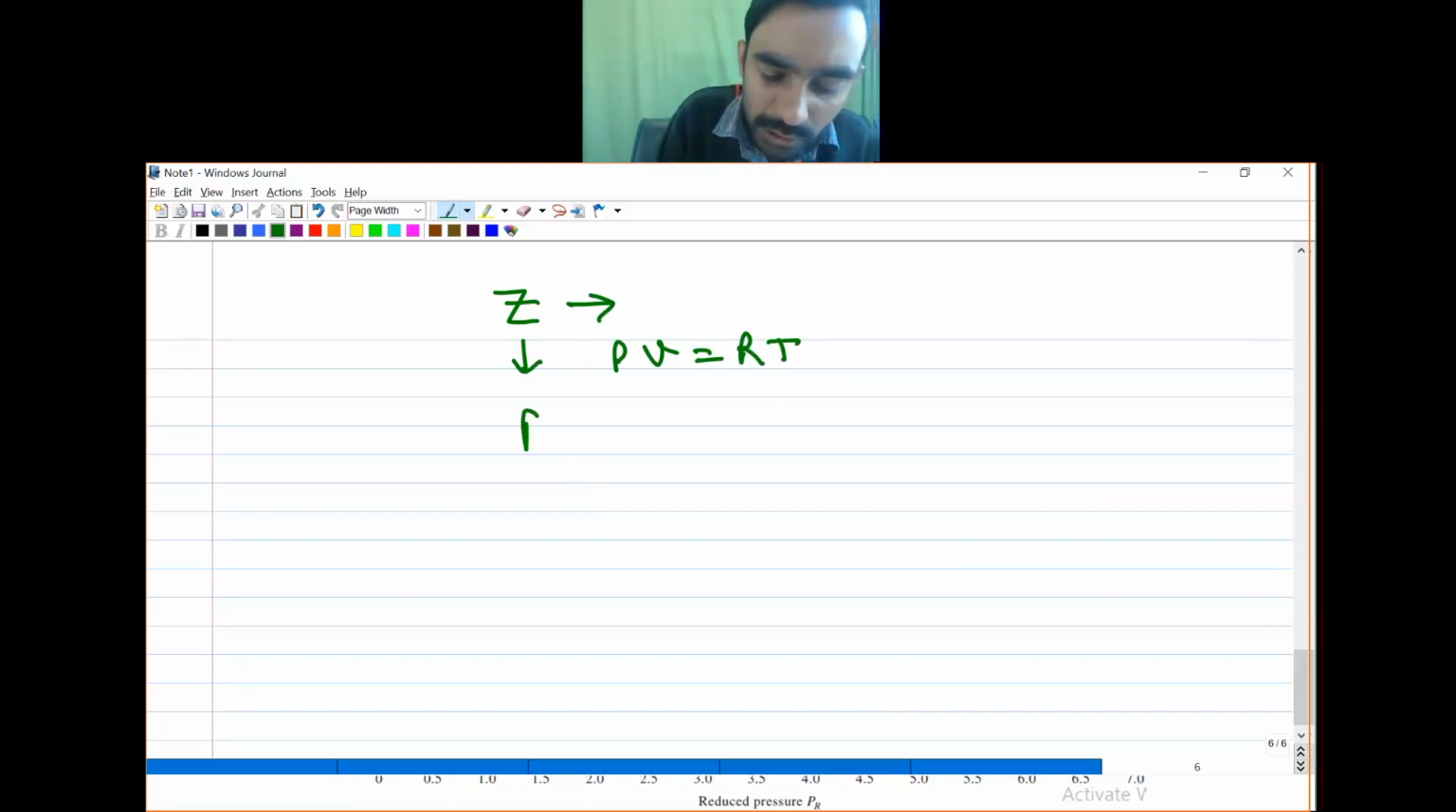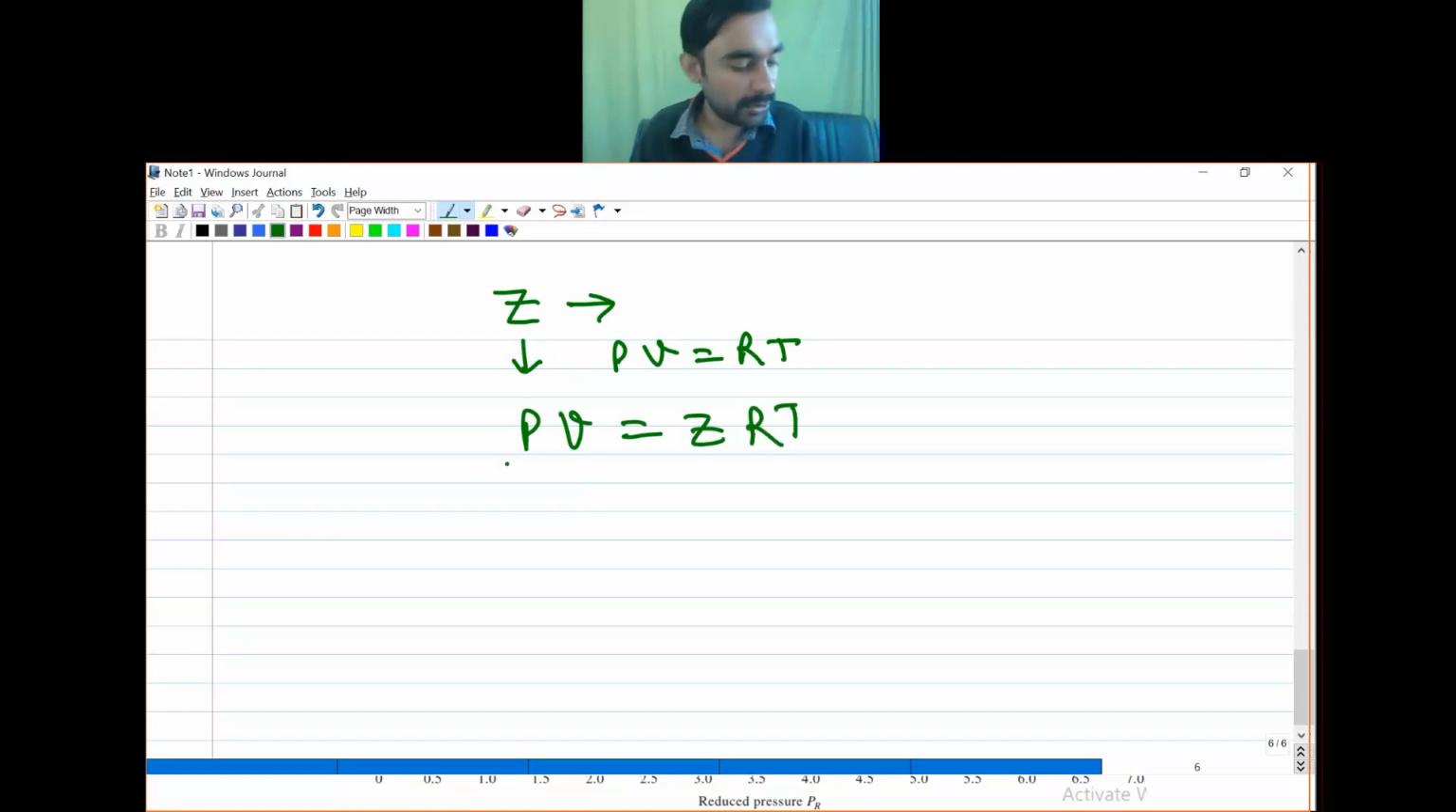So if I write PV equal to ZRT, then obviously this Z will be able to specify the behavior of a particular gas. Okay. Now apart from that, we are having different equations of state which actually specify the behavior of a real gas.